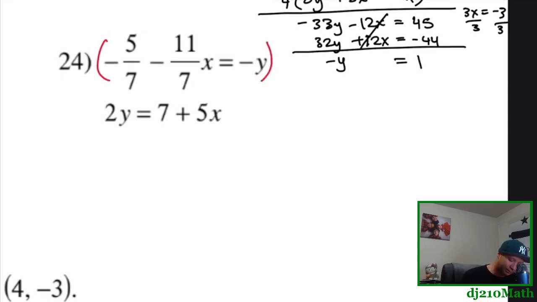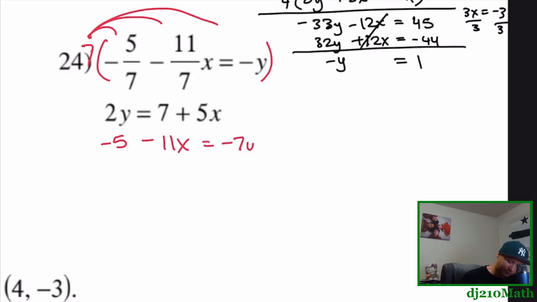Multiply everything by a 7. I almost want to say negative 7 because everything is negative. No, we want it to add, so I'm just going to do positive 7. So when you distribute, that's going to make a 5, negative 5. That's going to make a negative 11x. And that's going to make a equals negative 7y.